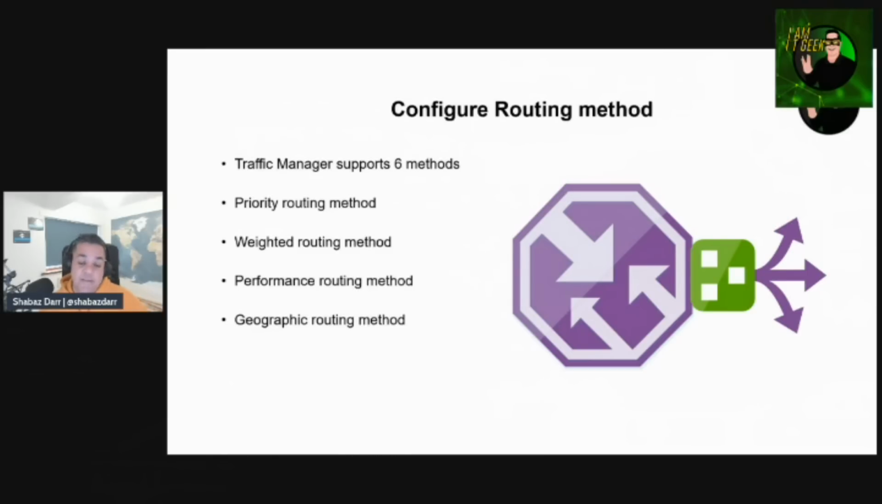We then have geographic routing methods. You select geographic routing to direct users to specific endpoints, Azure external or nested, based on where the DNS queries originate from a geographic perspective.